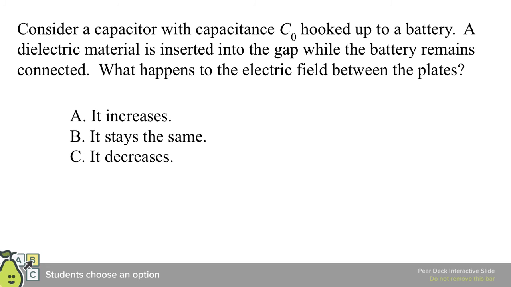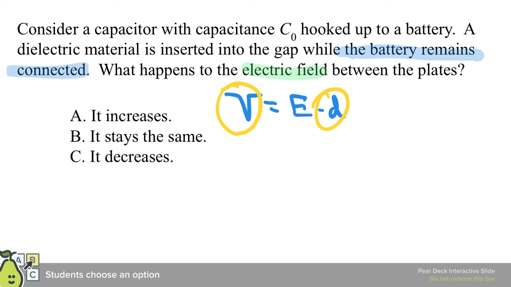Let's look at the most important things. We're looking, of course, for the electric field, and we're doing it under conditions where the battery remains connected, which means that the voltage is constant. But remember that the voltage across the capacitor is just the electric field times the gap distance. This isn't changing because we haven't changed it geometrically, and this can't change because we have a battery, which means we see right away that the electric field can't change either. It must stay the same.